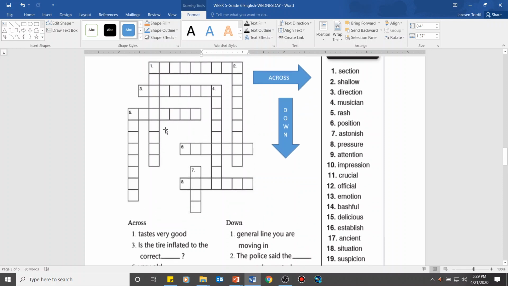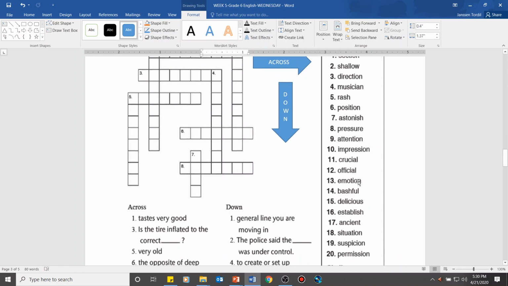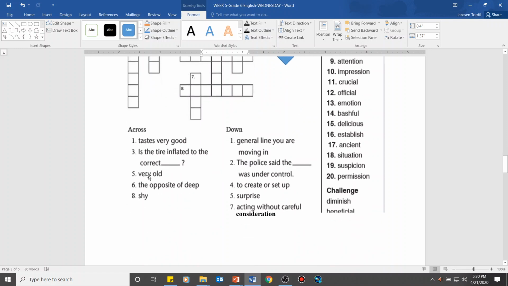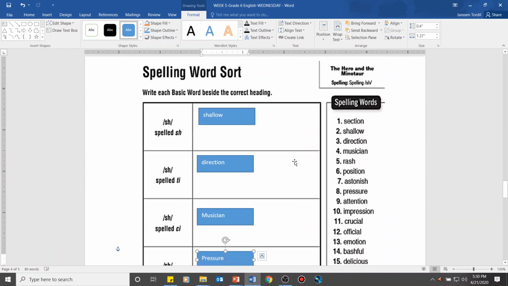Now for number 2, the police said the blank was under control. That's number 2 going down. Look for number 2. This is number 2 going down. How many letters? 2, 4, 6, 8, and 9. Again, look for a 9 letter word over here from 1 to 20. And you know the drill. So let's go to number 2.